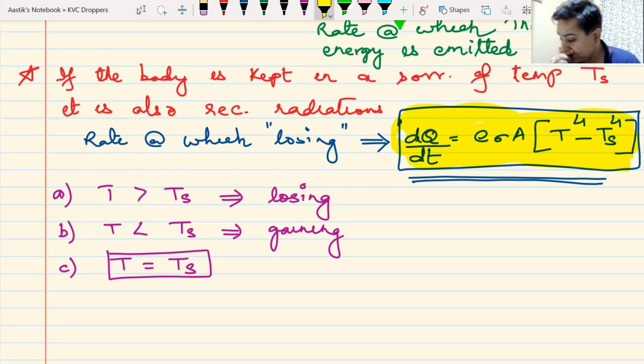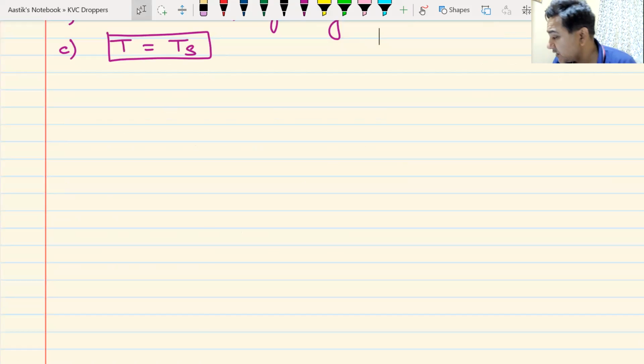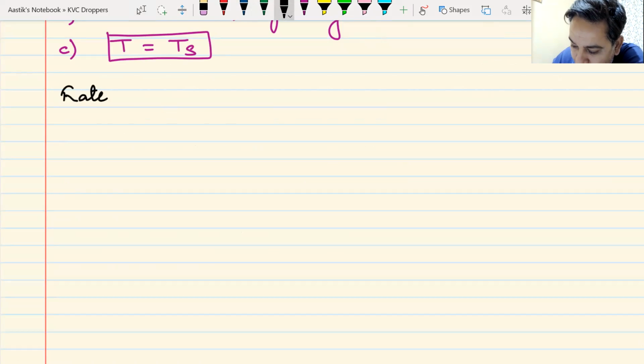Have you noted it down? Yes, sir. So this is the rate at which the body is losing or gaining thermal energy. Now, the question could be put in a different way. Not many of us are worried by the rate at which the body is gaining or losing energy. We are more worried about the rate at which the temperature of the body is changing. So that is your next heading: rate of change of temperature of the body.